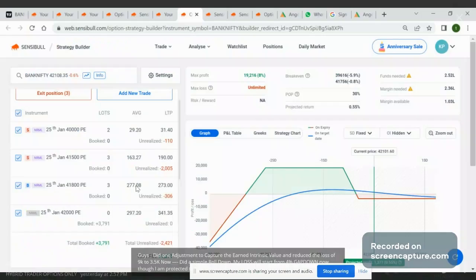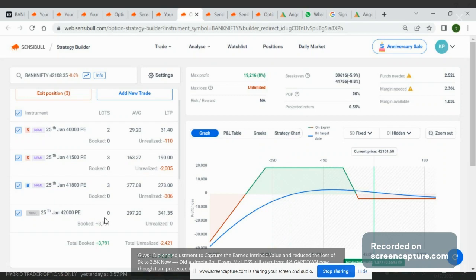If you look at this, what I have done is simple, guys. I've just closed the 42,000 PE with a profit of 3,791 on that particular leg. Overall, my profit would have been 1,500. So I just exited this leg, the 42,000 PE; that's the reason you see zero. Then I did the roll down and bought 41,800 PE. Nothing rocket science. Exited 42,000 by booking 3,791.